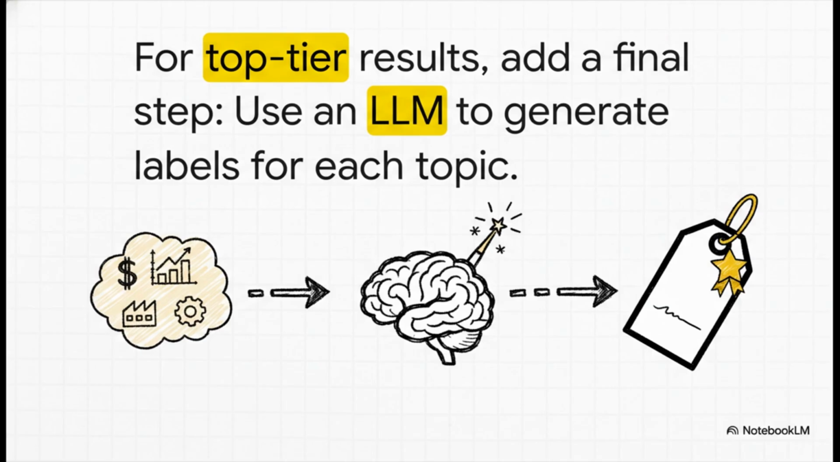But wait, it gets even better. For truly state-of-the-art results, there is a new optional final step. Instead of just getting a list of keywords like price, market, trade, stock, you can actually feed those keywords to a generative LLM and just ask it, hey, what's a good, simple name for this topic? And it'll come back with a perfect human-readable label like financial market analysis. This makes the output so much easier for anyone to understand.